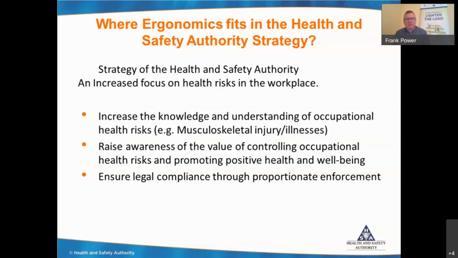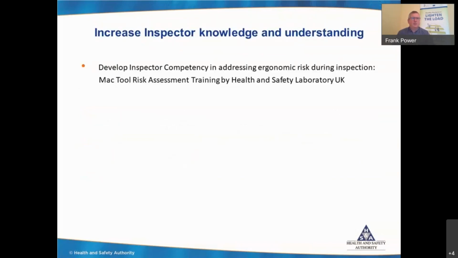So the Health and Safety Authority has developed a strategy around managing occupational health risks in the workplace. And part of this is to increase knowledge and understanding of occupational health risks, raise important awareness around the value of managing and controlling these risks, and then ensuring legal compliance through proportionate enforcement. So we've done this in a number of ways. We've developed inspector competency in addressing these risks.